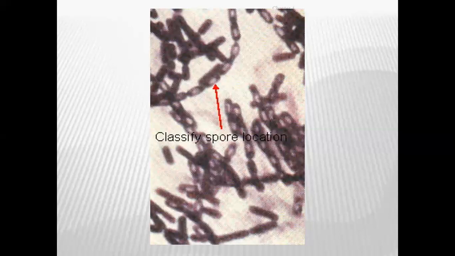Classify spore according to location. In the genus Bacillus, such as Bacillus anthracis, the spore is present in the center of the bacteria, while in Clostridium it may be central, terminal, or subterminal.